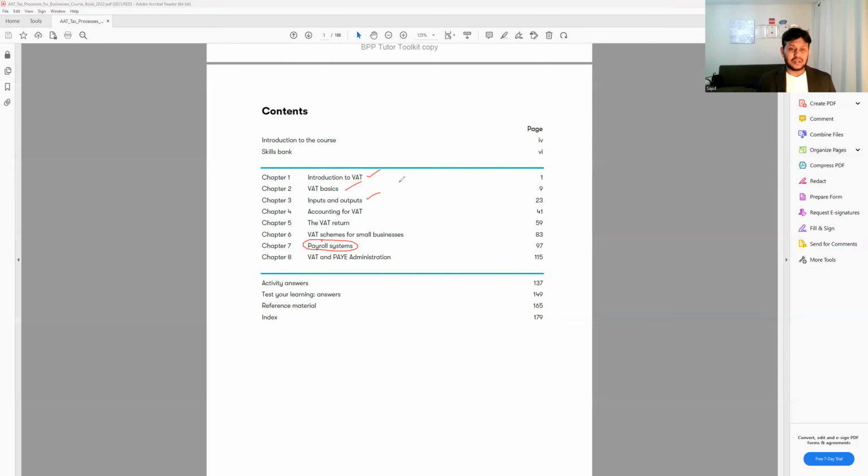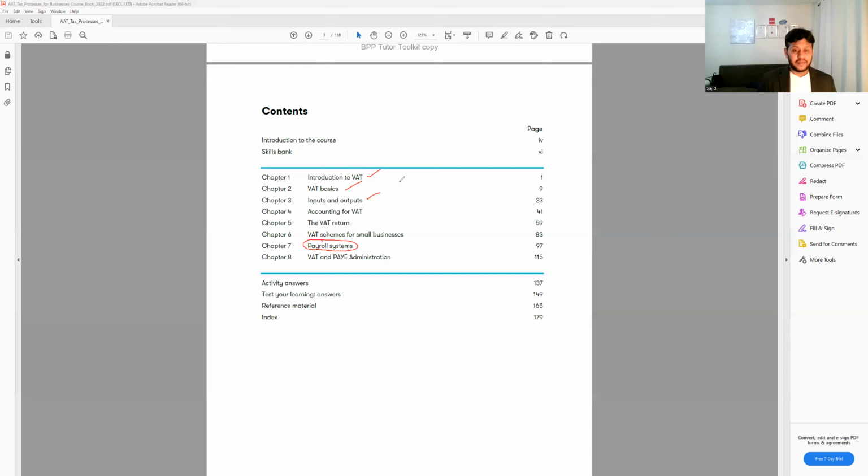So this thing we're going to look at, like how does it work? In the VAT return, we have a total of 9 boxes. And we're going to look at what sort of information we include in which boxes and how we submit the VAT return to HMRC. And then we have chapter number 6.